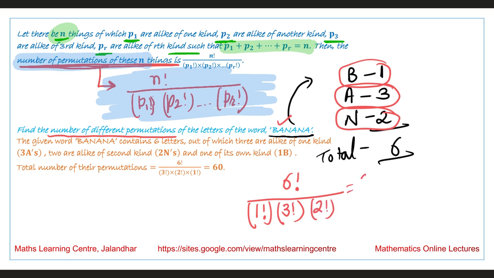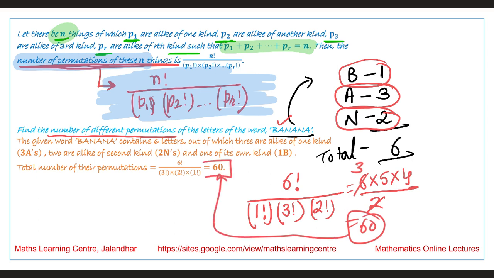The answer we obtain is 6 into 5 into 4 divided by 2. These two values get cancelled, and the answer we obtain is equal to 60. So the total number of permutations in this case is 60.